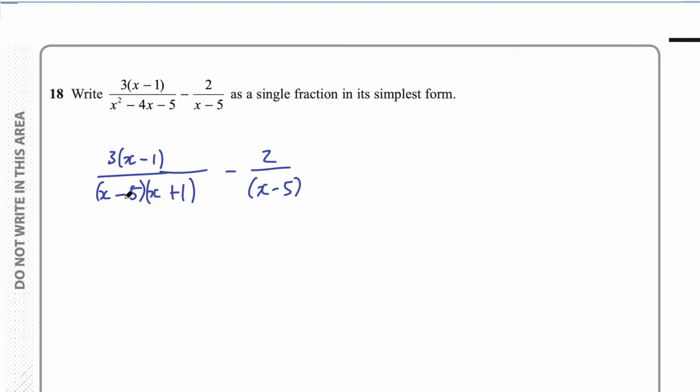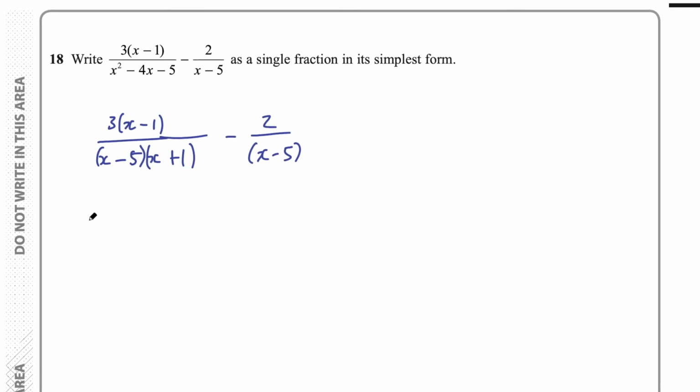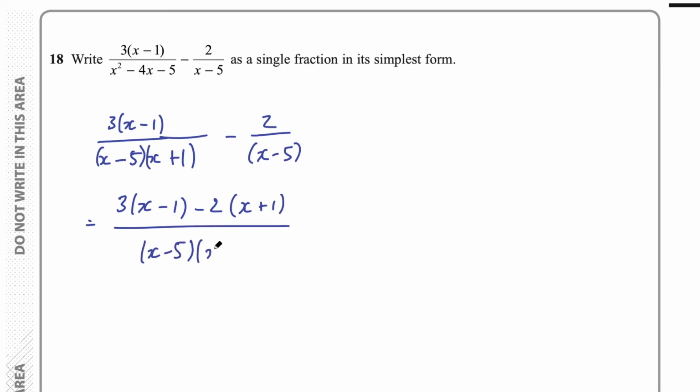Okay, now I have this x take 5. I need to multiply this fraction by x plus 1 in order to combine them. So on my next line, I'll have 3 times x 1, that numerator stays the same, take 2 multiplied by x plus 1 all over x take 5, x plus 1.